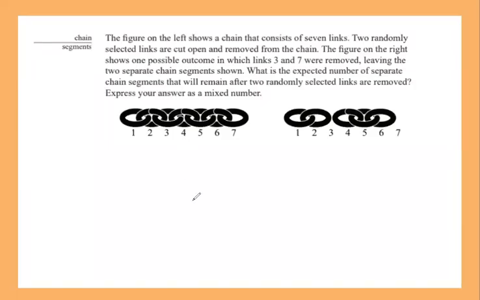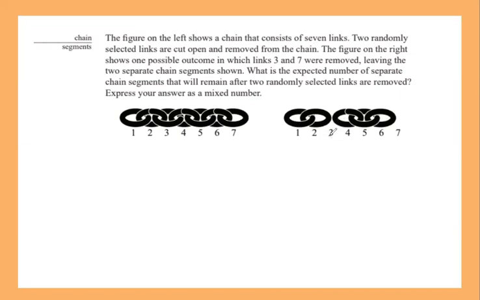So we have a number 9 team test on the 24th, chapter 1 completion. The figure on the left shows a chain and it has 7 links, which is given. Then we are going to select 2 links out of order, cut them open and remove them from the chain. On the right side, it gives one example of doing it.